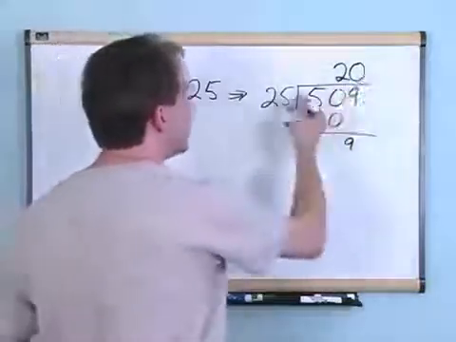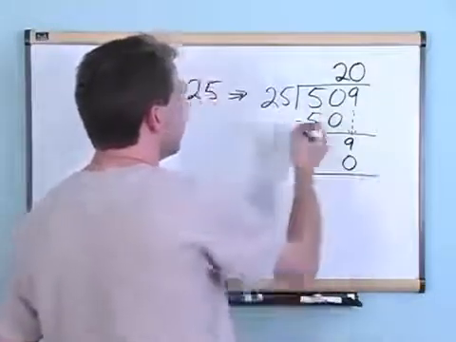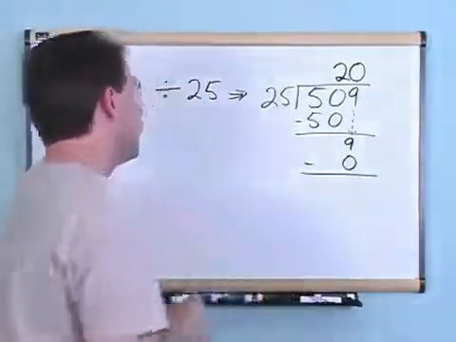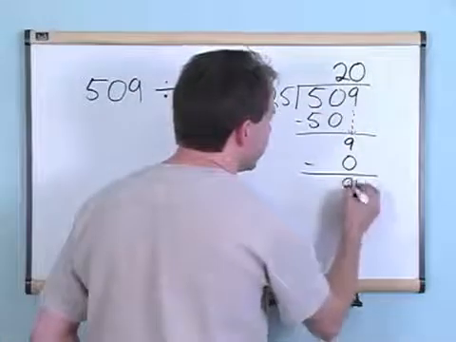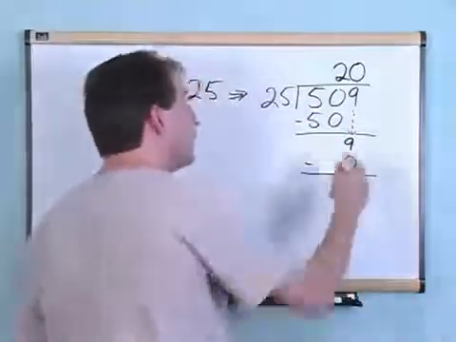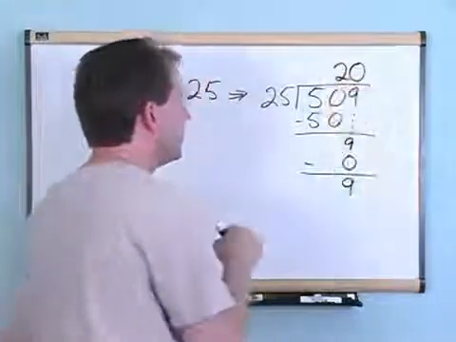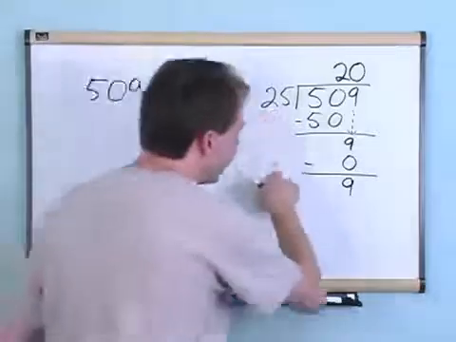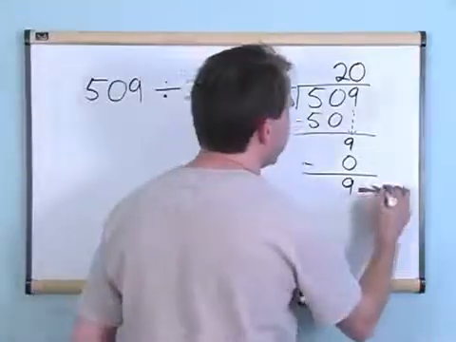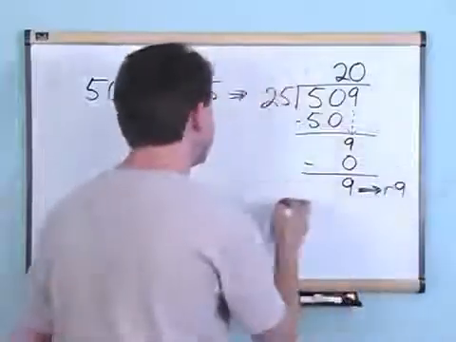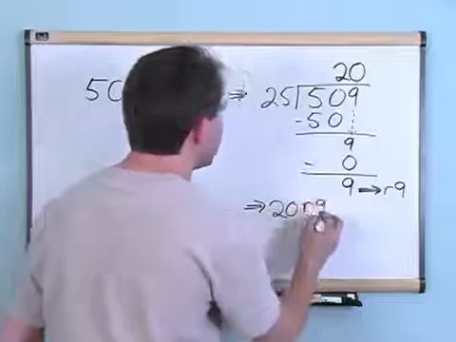Now, when I take the 0 multiplied by the 25, I'm just going to get 0, because 0 times anything is 0. So now, just like anything else, I do my subtraction. 9 minus 0 is going to give me 9. Now, since all of the digits are filled out up here, up until the last column, now I ask myself, can 25 go into 9? Well, no, it can't. So I say it's a remainder of 9. So the answer here is going to be 20 with a remainder of 9.